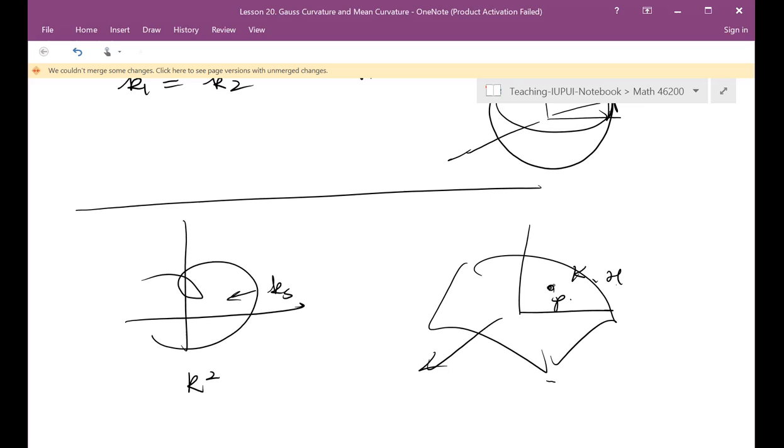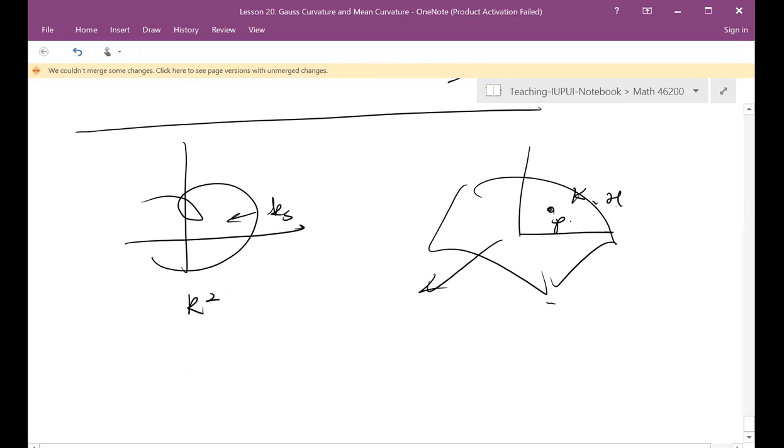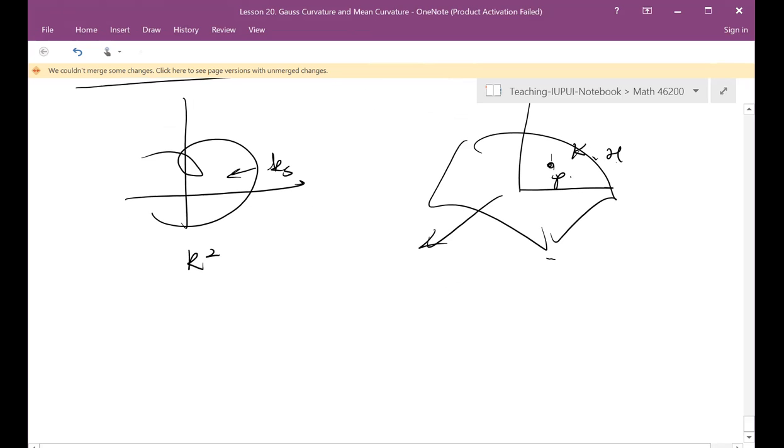What Gauss discovered is that the Gauss curvature is completely determined by the intrinsic geometry of the surface, which means it's independent of how you put the surface into three-dimensional space, without stretching and compressing.